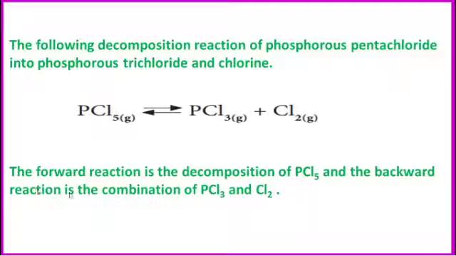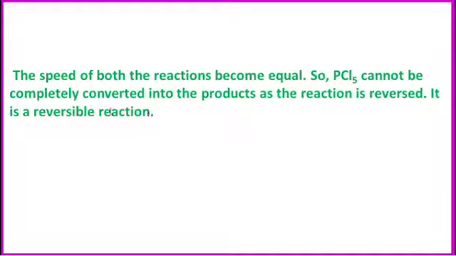And the backward reaction is the combination of PCl3 and Cl2. In the backward reaction, PCl3 and Cl2 combine together to form PCl5. So forward reaction and backward reaction both occur in the same reaction. So this is a reversible reaction. The speeds of both reactions become equal. So PCl5 cannot be completely converted into the products, as the reaction is reversible.